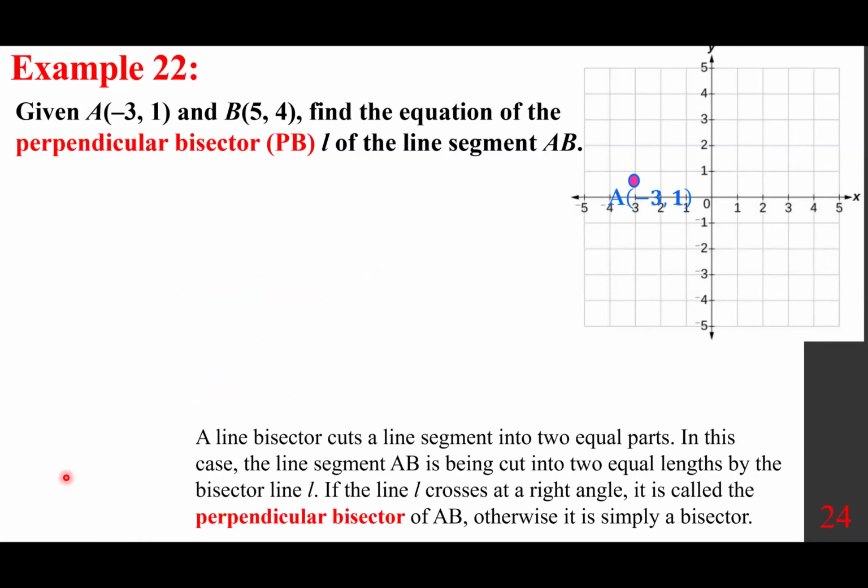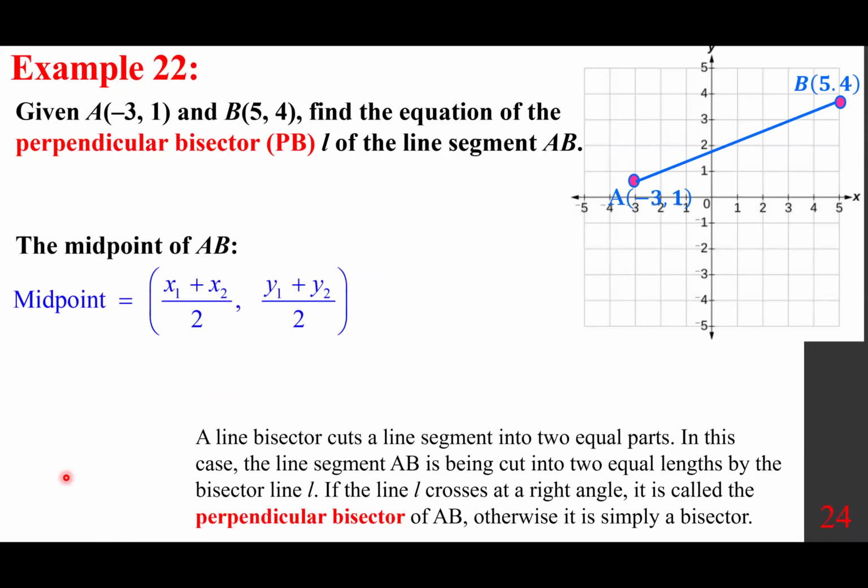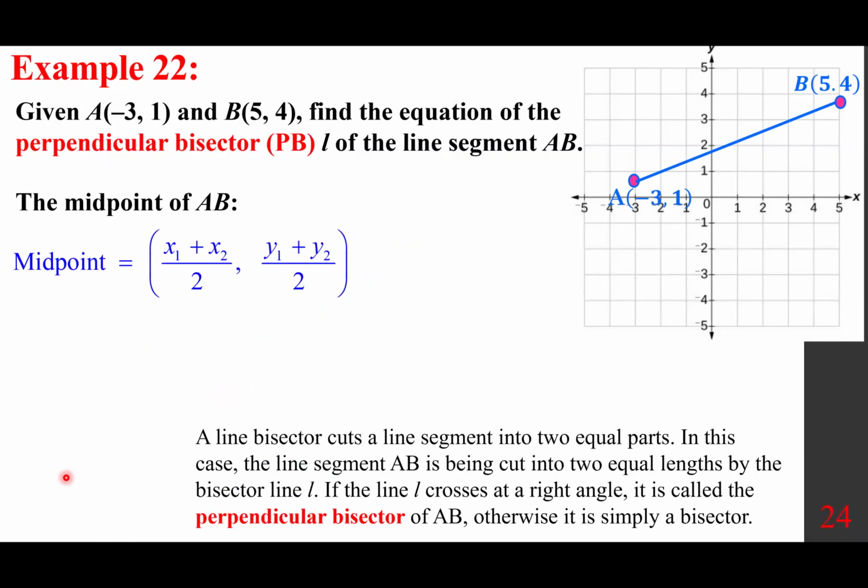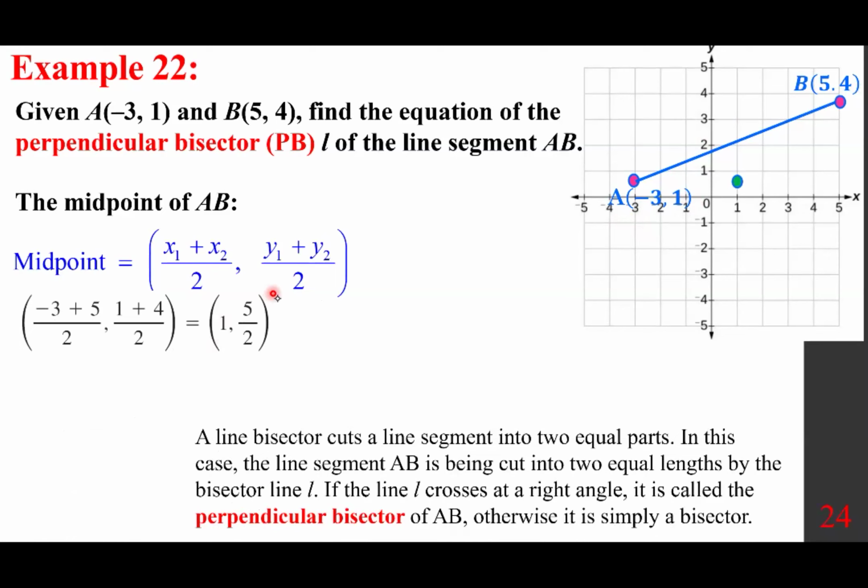So here's one of them, A having coordinates negative 3 and 1, B having coordinates 5 and 4. When we connect them, we have to find the midpoint. The midpoint formula is x sub 1 plus x sub 2 divided by 2, y sub 1 plus y sub 2 divided by 2. So add the x's, minus 3 and 5 divided by 2, add the y's, 1 and 4 divided by 2. So we get 1 and 5 halves. So this is the midpoint between these two points. So we have this point.